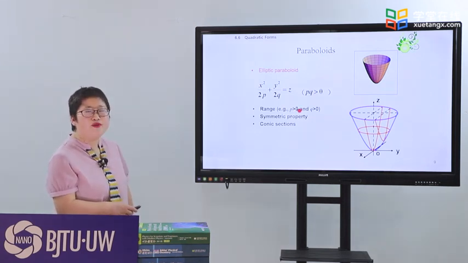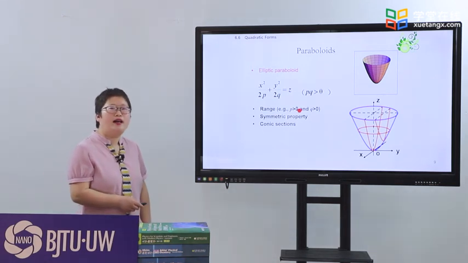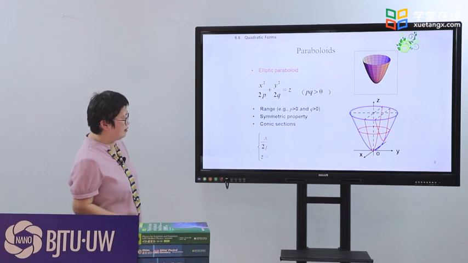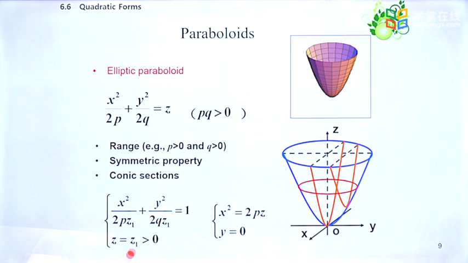If you use a plane to intersect with this paraboloid, this one-sheet paraboloid, what can you get? If z equals z1 greater than 0, you will get this one, which is an ellipse. And if y equals 0, if you use this plane to intersect with this elliptic paraboloid, you get x power 2 equals 2pz. So this is a parabola. For this conic section, you may get a parabola or you may get an ellipse.